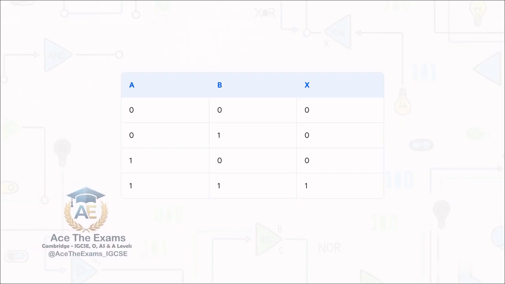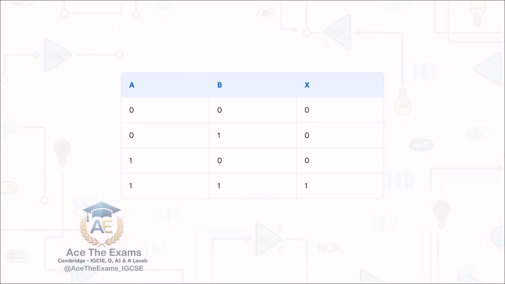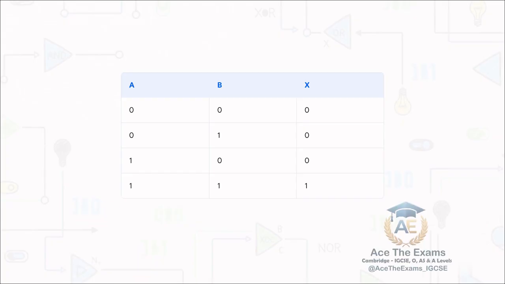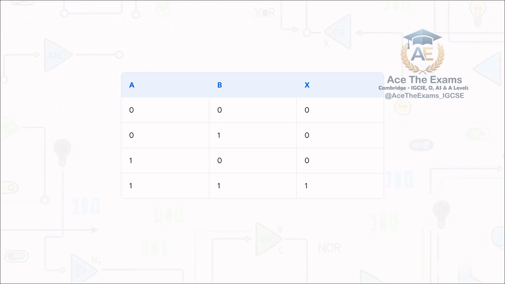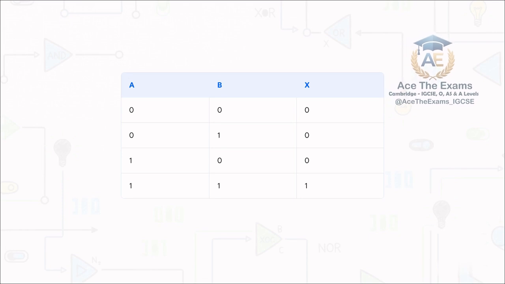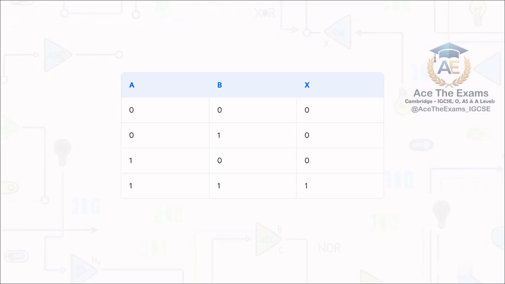In your exams, you will be asked to fill these out constantly. A truth table maps out every single possible combination of inputs to prove what the final output will be. For an AND gate, it takes two inputs, which we typically label A and B. Now look closely at the output column labeled X. The output is only a 1, meaning true or on, when both input A and input B are exactly 1.